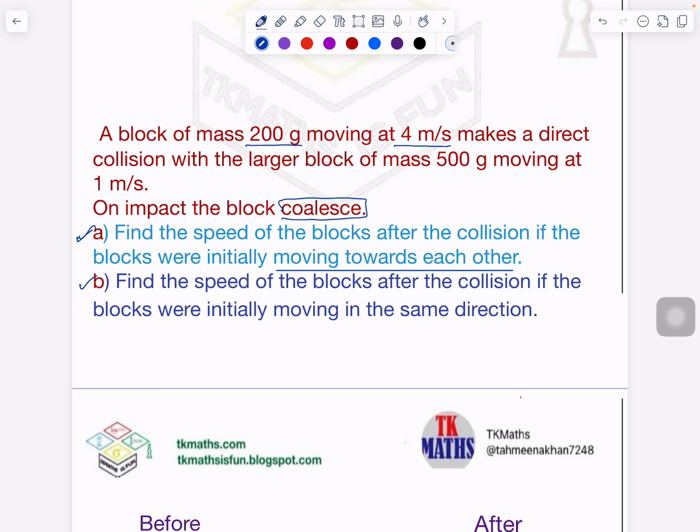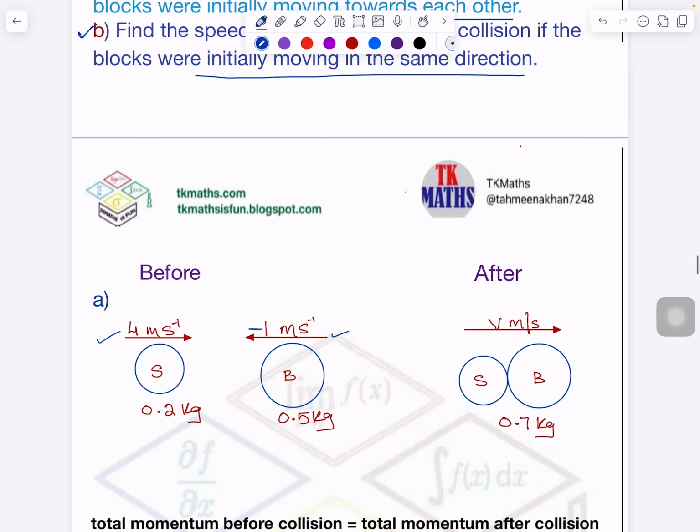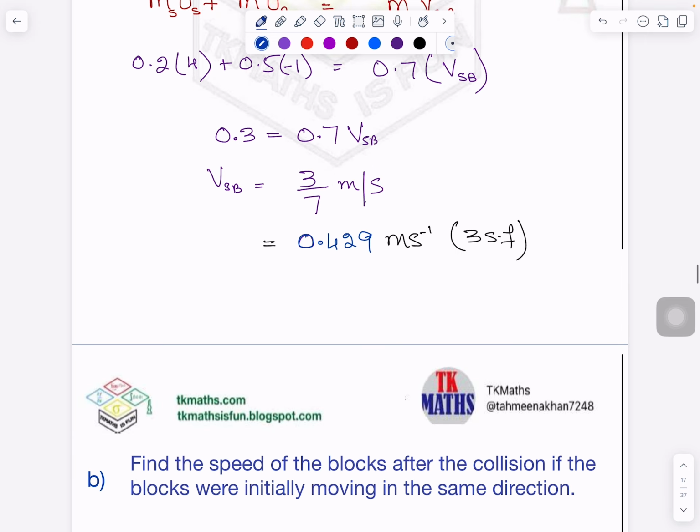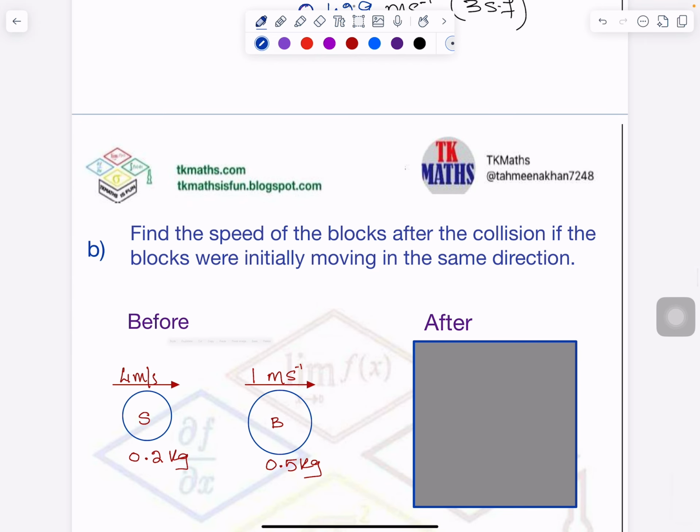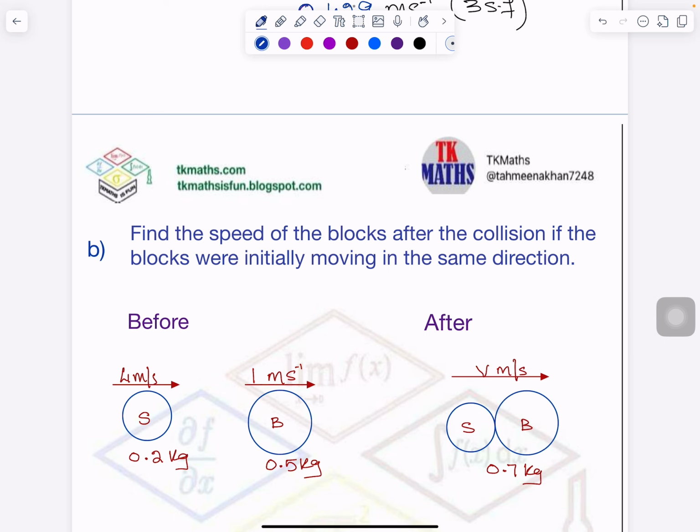Now the question is the same, the information of the masses and everything is same, but what happened now? In part B, it is talking about finding the speed of the blocks after the collision if the blocks were initially moving in the same direction. In part A, they were moving toward each other, but now they are moving in the same direction. So now what will happen? They will also coalesce according to the condition.